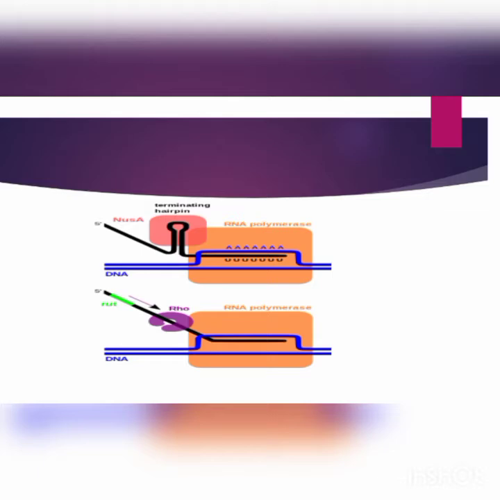Now rho-dependent termination. It depends upon a protein known as rho factor. Rho factor is an ATP-dependent hexameric helicase, and the rho protein binds to a cytosine-rich site known as the Rut site. When RNA polymerase reaches 100 nucleotides away from the site, it stops the transcription, and the sequence that holds RNA polymerase is known as the rho-sensitive site. Rho protein utilizes the ATP and translocates along the RNA-DNA hybrid and unwinds the region.